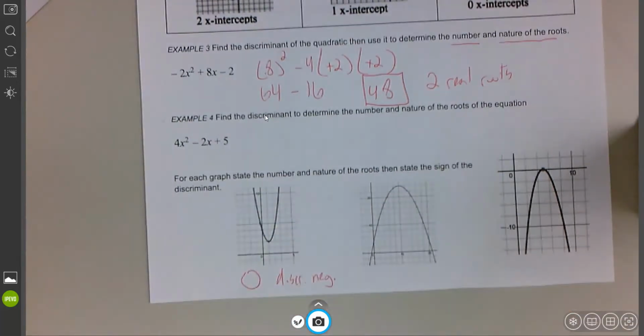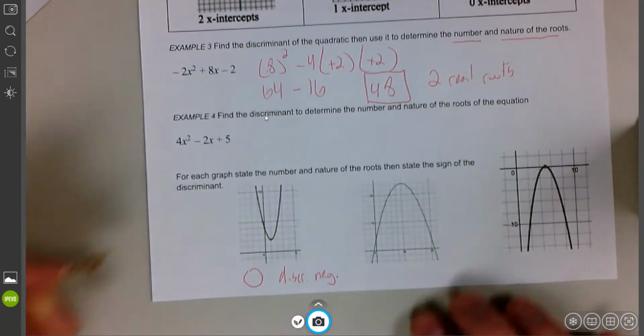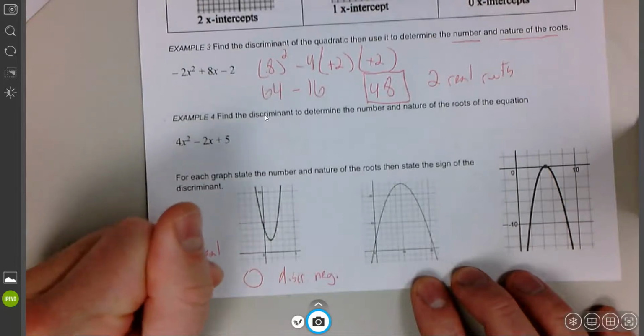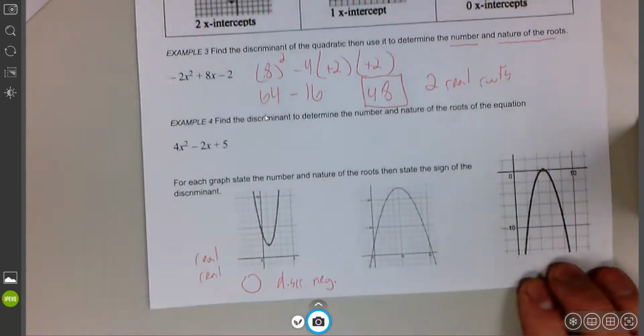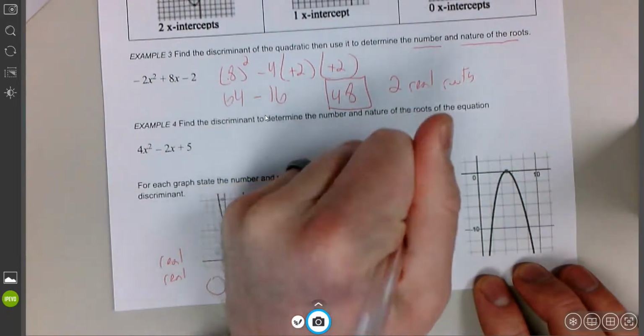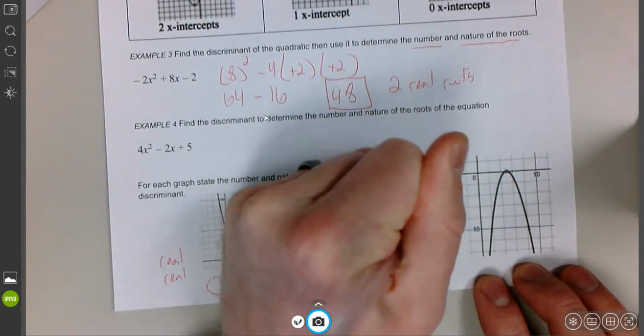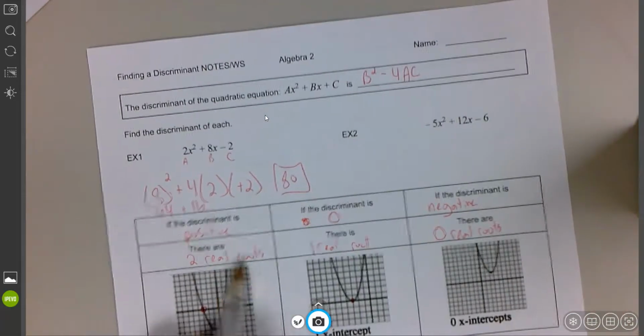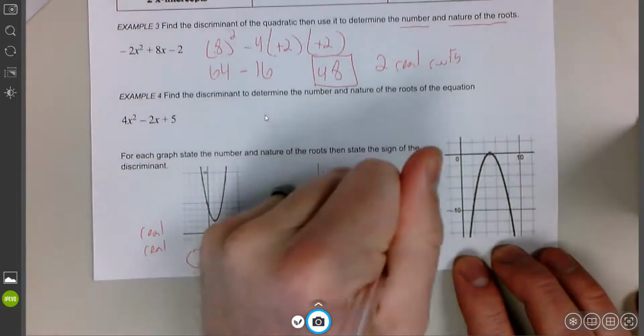That's it. For each graph, state the number and nature of the root. 0, the nature will say 0 real roots. The nature part of it, what type of number is it? Here for the next one, how many x-intercepts? 2. There are 2 real roots. What does that mean about the discriminant? Okay, 2 real roots. It's positive, so I'll just say positive. I'll leave the last one for you.